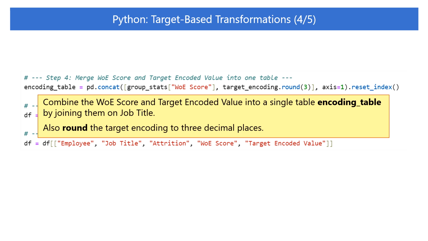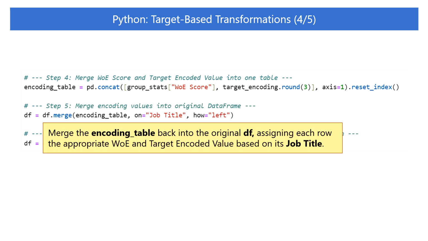Combine the weight of evidence score and target encoded value into a single table, named encoding table, by joining them on the job title. Also, round the target encoding to 3 decimal places. Merge the encoding table back into the original DF, assigning each row the appropriate weight of evidence and a target encoded value based on its job title.